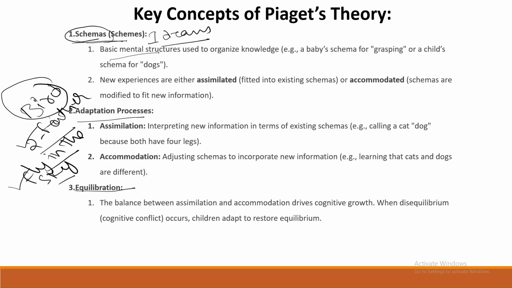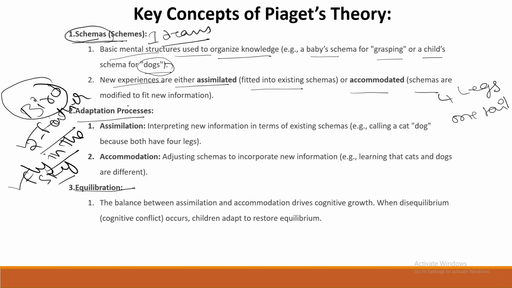See, a schema is a basic mental construct used to organize knowledge. For example, a baby's schema for grasping or a child's schema for dogs. See, dog is one schema. A dog has four legs and one tail. This is a schema of a dog. New experiences are either assimilated, fitted into an existing schema, or accommodated, where schemas are modified to fit new information.